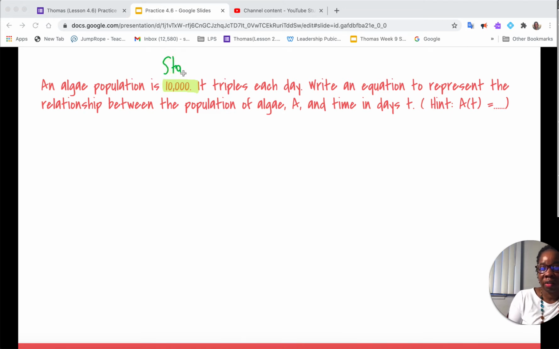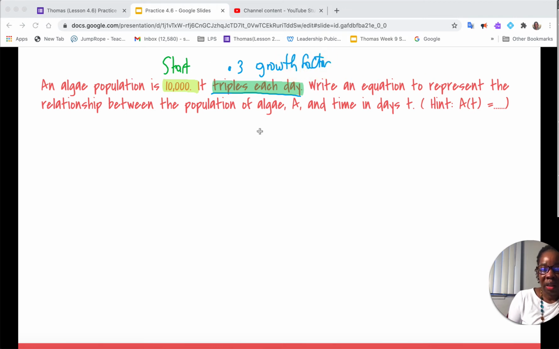Right, that's how it started. And then it triples each day. So that's also important information. That's telling us how the population is increasing. Yep, so tripling each day. That suggests the growth factor. This is times 3, and that's your growth factor.